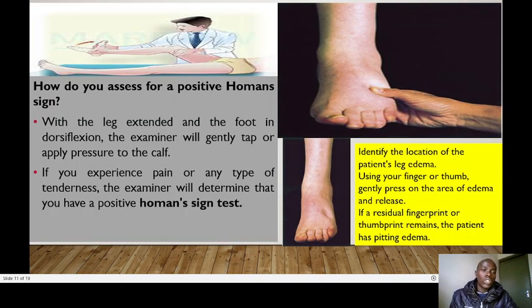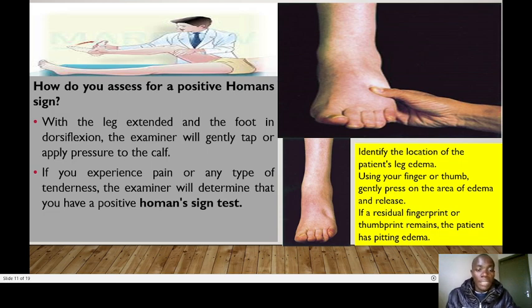So guys, how do you assess for a positive Homan sign? As a nurse, you need to hold the patient with the leg extended and the foot in dorsiflexion position, okay, dorsiflex. Just know that a link on the anatomical movements will be popping up. You can try to review the different types of anatomical movement. In this case, we are talking of dorsiflexion. So the examiner will gently tap or apply pressure on the calf. Okay, so you dorsiflex, then you apply pressure on the calf muscle.